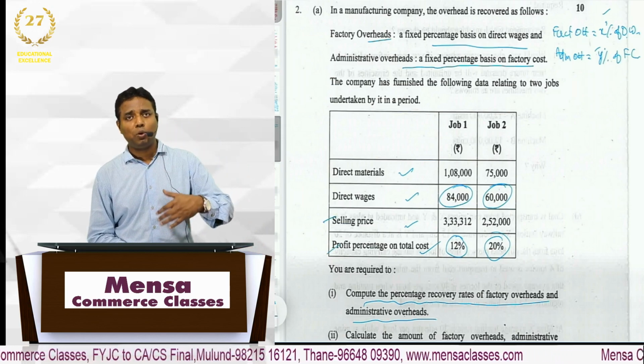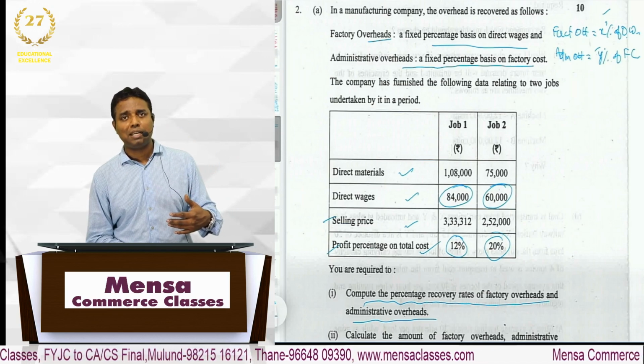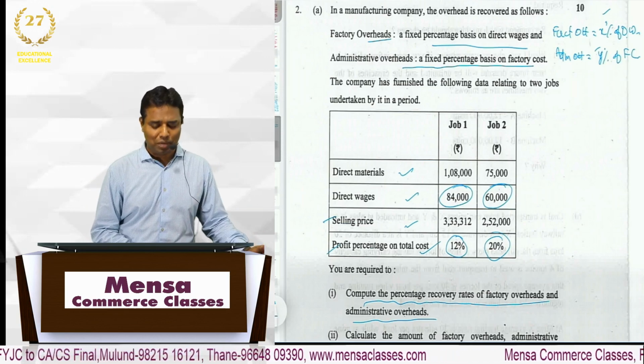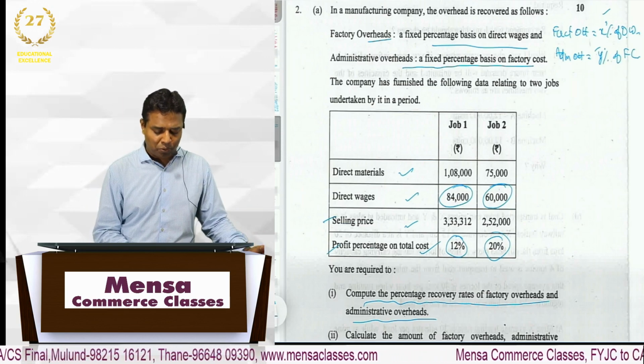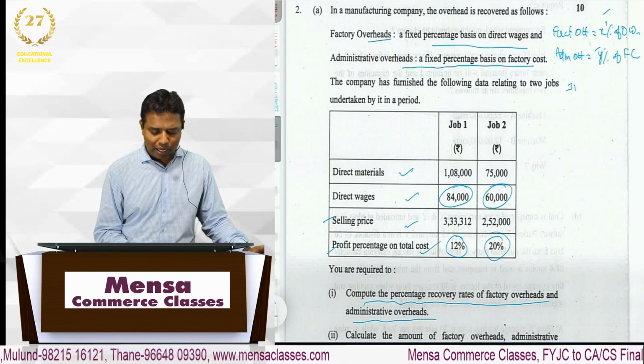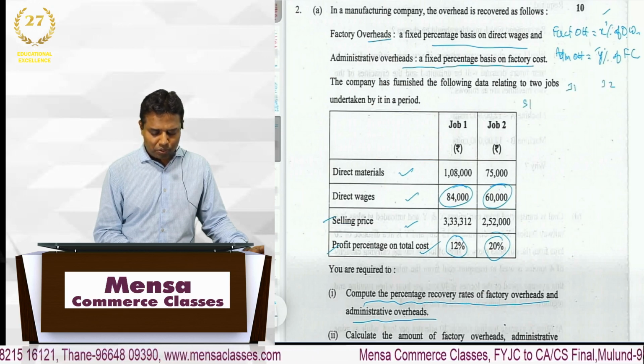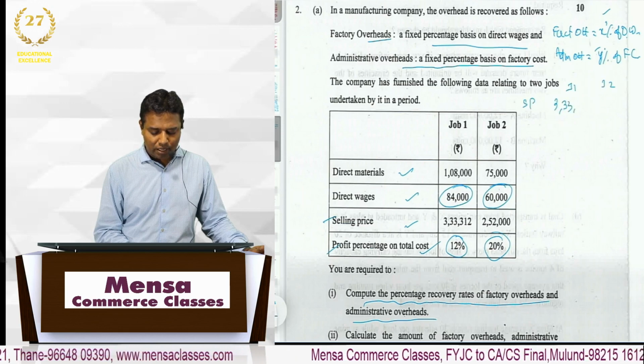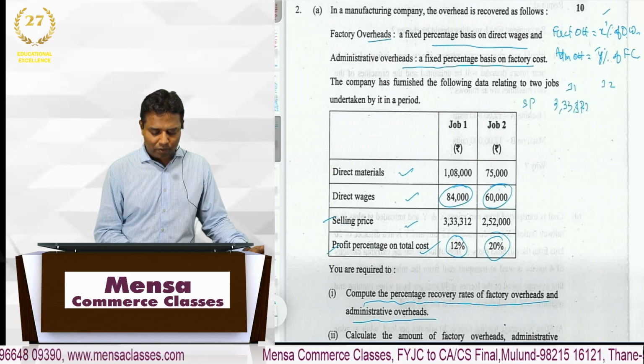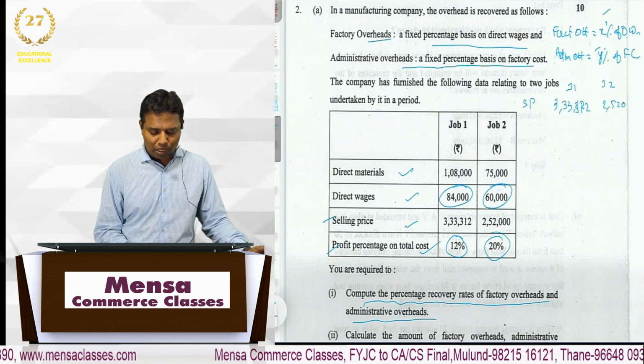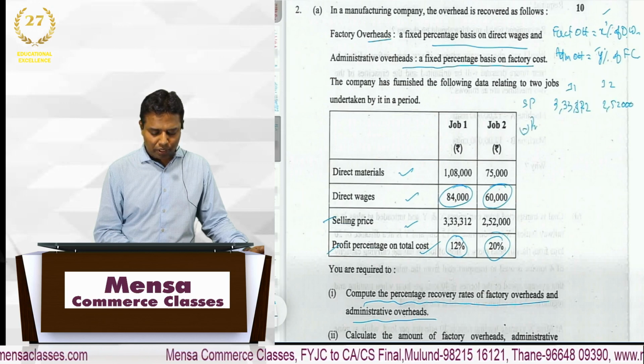So I make two equations, solve those two equations simultaneously, and I'll get the values of X and Y. For example, if I do it for you, take job 1 and job number 2. The selling price is 3,33,312 and here it is 2,52,000. So I'll say less profit.